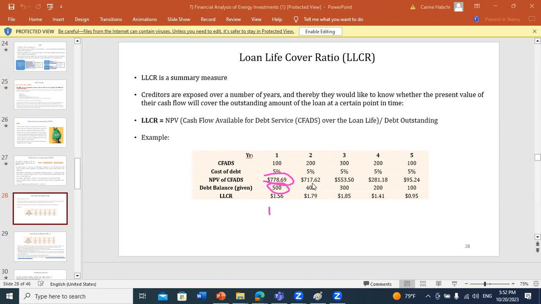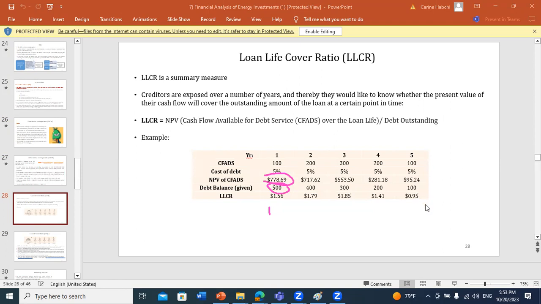For year 2, I do 717.62 over 400. It's also acceptable. But for example, for the 5th year, the value dropped a lot. It can be maybe because of the time effect, because of the discount rate. It might be because the income is decreasing, and you know that the income can vary with years. Sometimes the income can decrease plus the time effect. Okay, and you might not be able, let's say, to pay your debt.